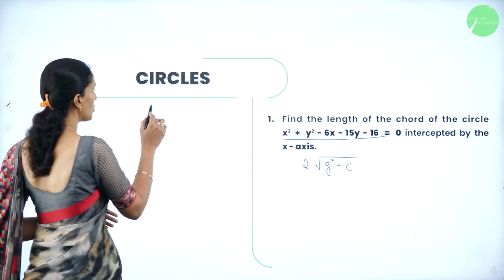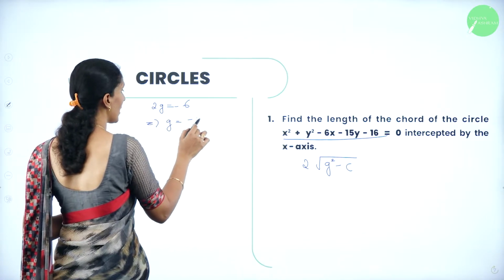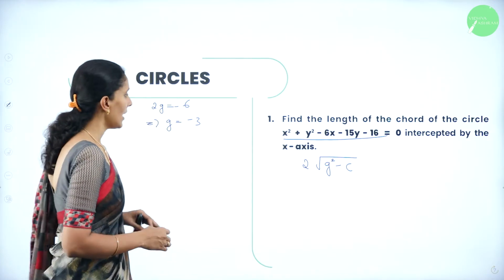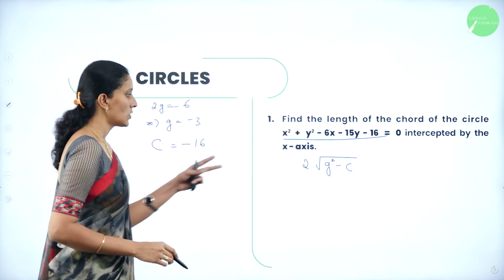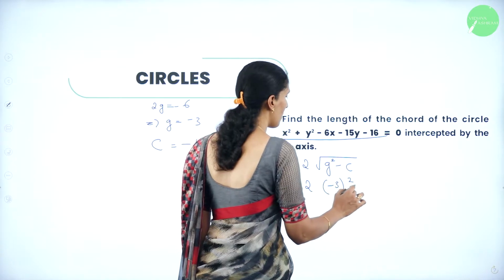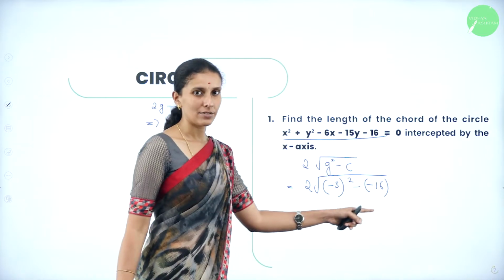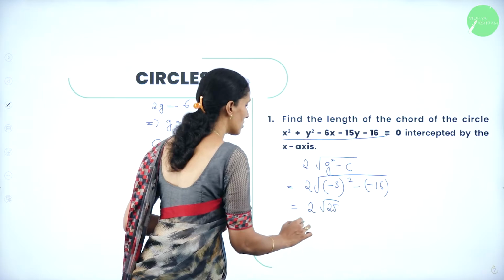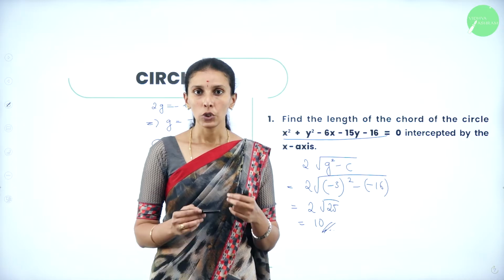So we have 2g is equal to minus 6. So therefore this implies g is equal to minus 6 divided by 2. Next we need c. What is the value of c? It is minus 16. So substitute in this equation, it is 2 into square root of minus 3 whole square minus of minus 16. So which is 9 plus 16, which is square root of 25, that is 5, 2 5s it is 10. So the length of the chord is 10 units.